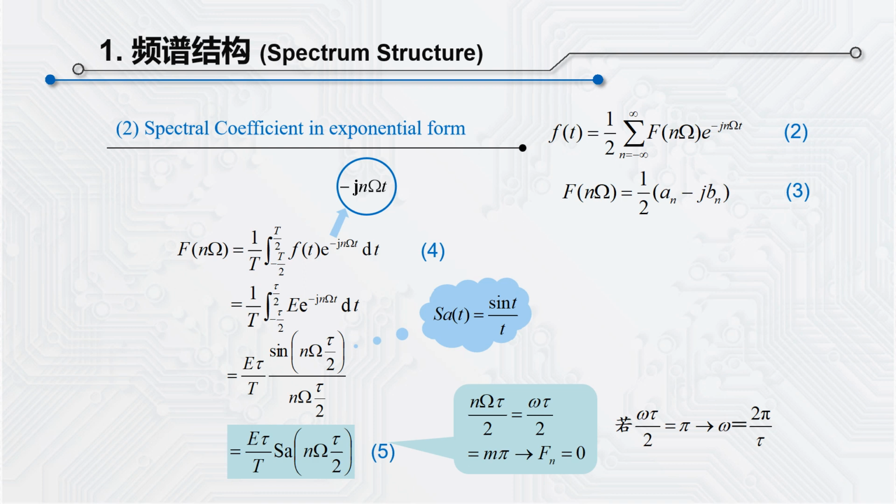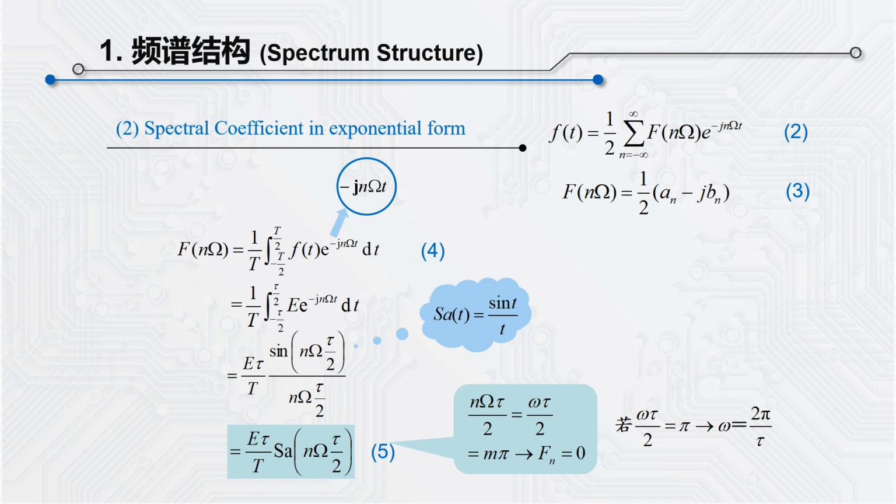According to its definition formula Fn(omega), we can get the formula of this sampled signal, that is formula 2. If omega equals n big omega, then in formula 2, n big omega tau over 2 becomes omega tau over 2. Through the previous analysis of the sampled signal, we find when omega tau over 2 equals n pi, its coefficient is equal to 0. That is to say, there is a zero crossing point in the spectrum.